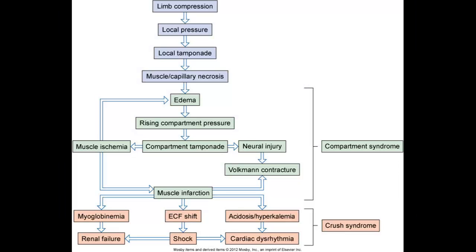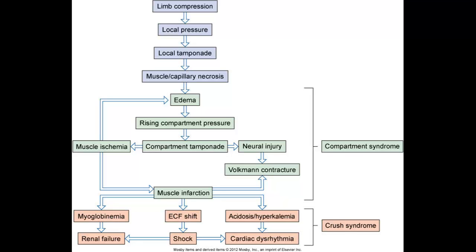So here we have a diagram that helps us to understand, hopefully a little bit better, what's happening with compartment syndrome that's causing the symptoms that we see in our patient. First we have the limb compression causing the local pressure, the local tamponade, and the muscle and capillary necrosis. That's causing edema, and edema is going to make the whole problem worse. We already have compression, we already have pressure in that area, and now we're getting edema forming as well. That's going to increase the compartment pressure, and we start to get compartment tamponade, which causes muscle ischemia and more edema. Okay, see how we get into this vicious cycle?